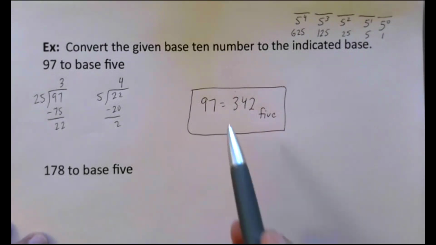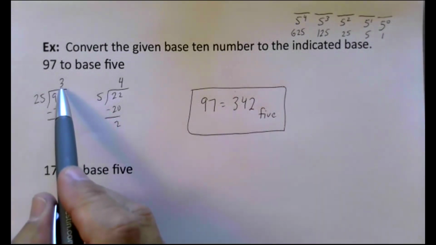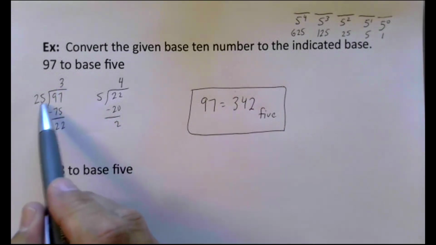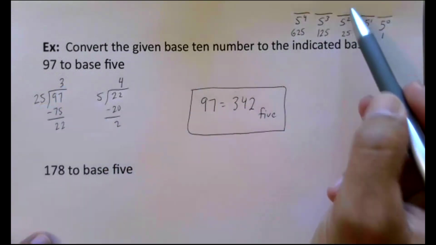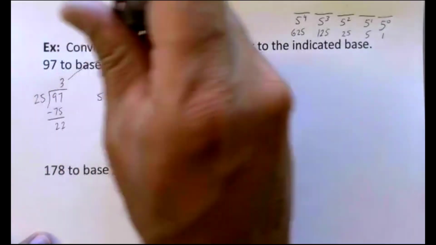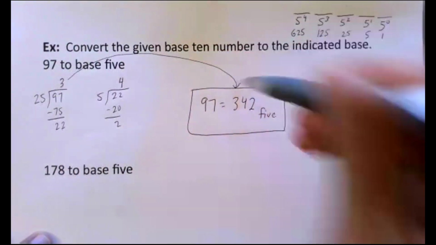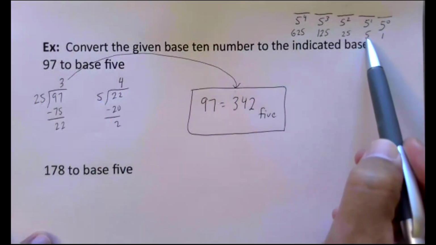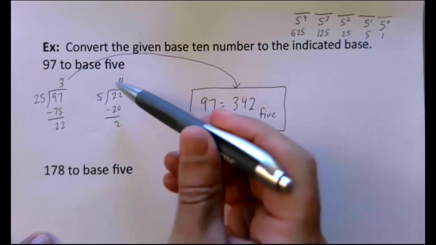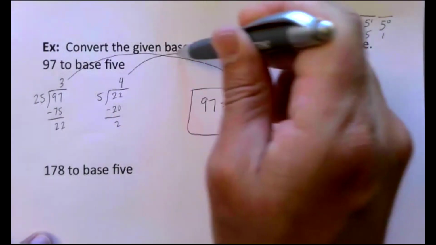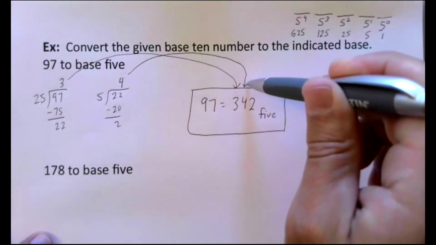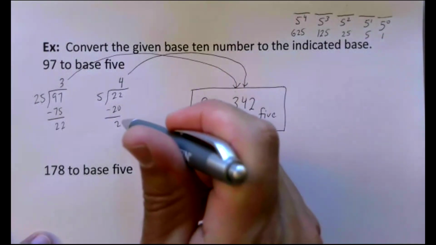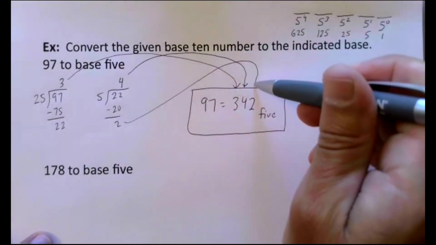And again, just so you know where these came from, 25 went into 97 3 times. So we put a 3 in the 25 spot. So that 3 is right there. We took the remainder, we divided by the next place value over to the right, went in 4 times. So we put a 4 in the 5 position there, right there. And then finally, your last remainder, once you do that, always goes in the 1's position.